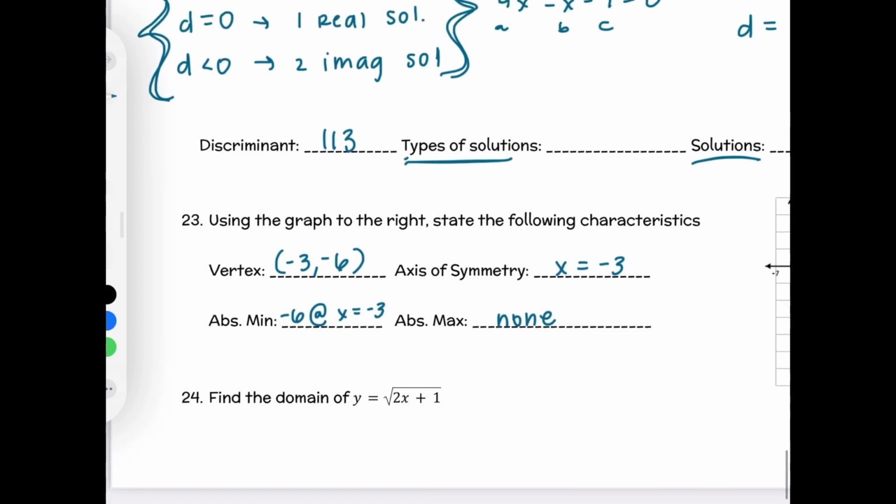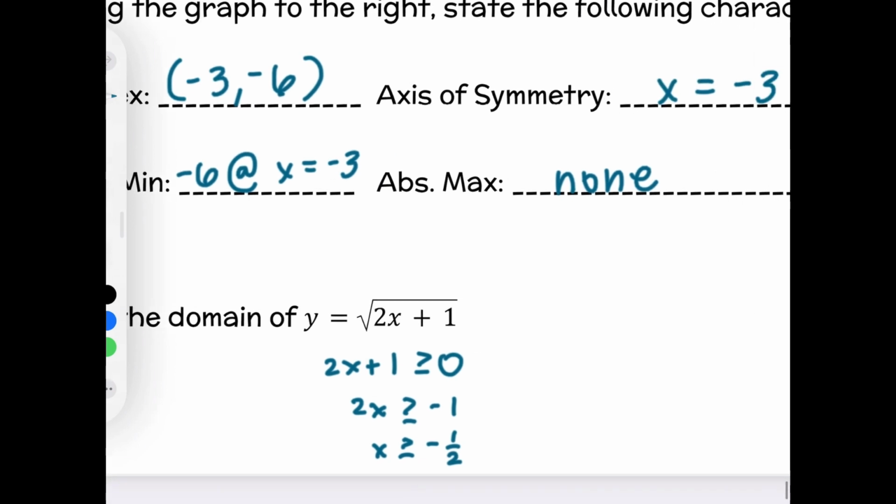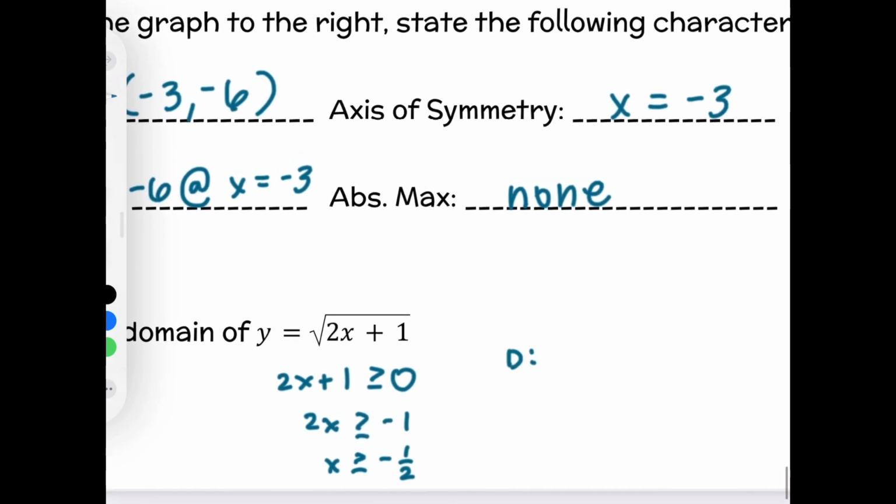All right, and then final thing for number 24, find the domain of a square root function. We can't have any negatives under the square root if we're trying to graph it. So what we have to do is take what's under the square root and set it greater than or equal to 0. So make sure it's a positive number. So solve for x. So x has to be greater than or equal to -1/2. And if you were writing that in interval notation, you would start at -1/2 and go to infinity.